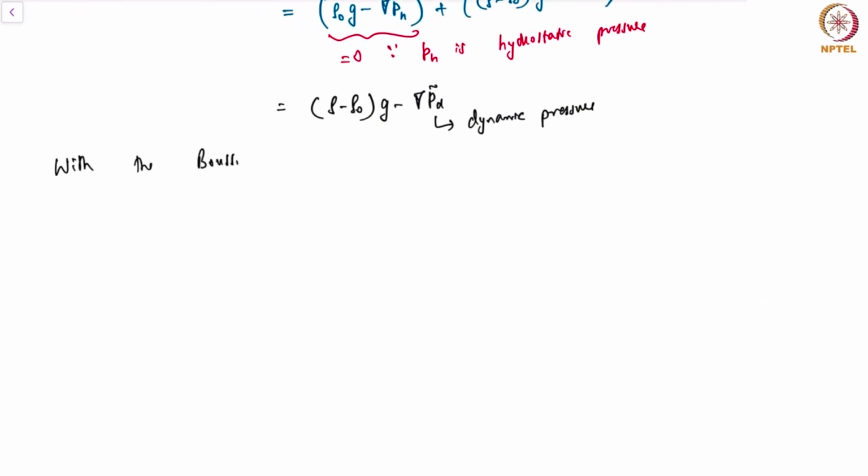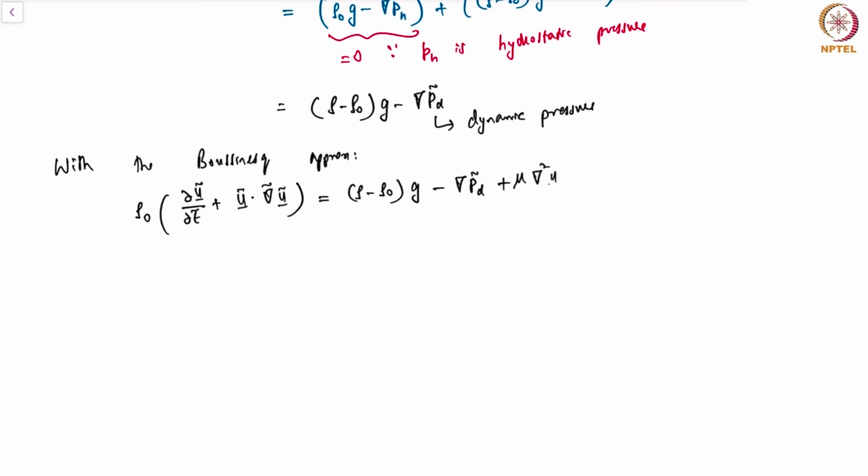So now with the Boussinesq approximation, what we have on the left hand side is the density rho naught times del u by del t plus u dot grad u. This equals rho minus rho naught times g minus grad pD plus mu del square u. This is what we have. This is my momentum equation.